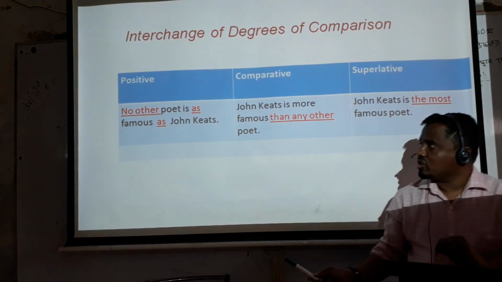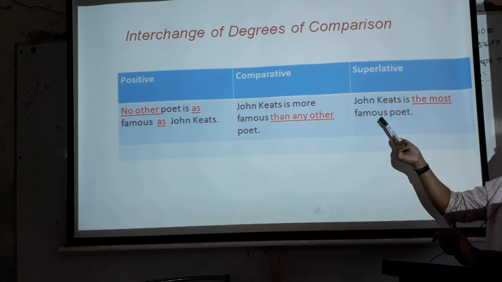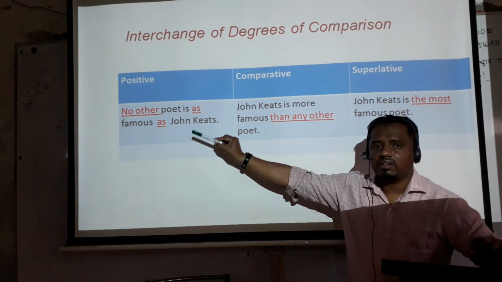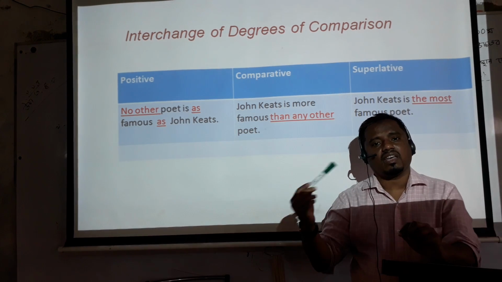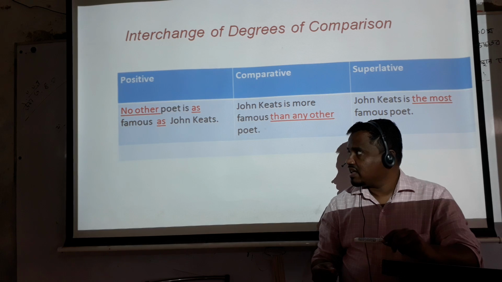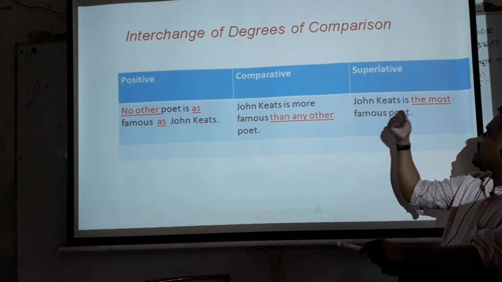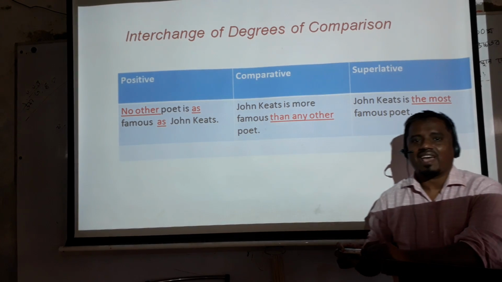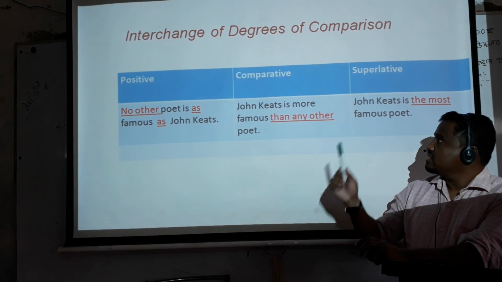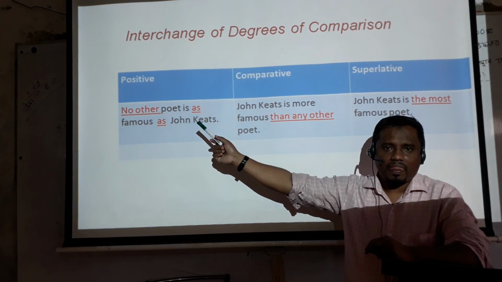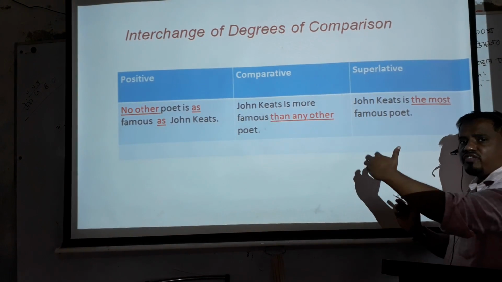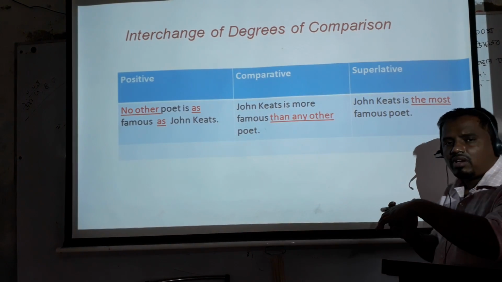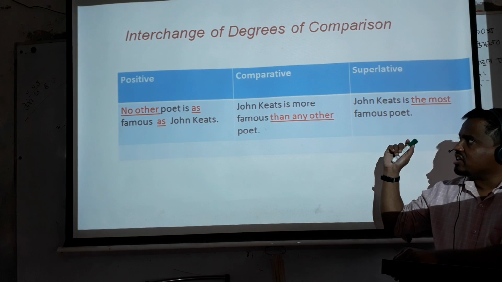Okay, then you have to use the rest of the words of superlative. Poet, no other poet, then verb is, and then you have to use so or as, then the positive form of superlative degrees, most famous, will be famous. Then you have to use as and the subject, John Keats. So if you transform the sentence in this way, then you can be able to identify the relations here.